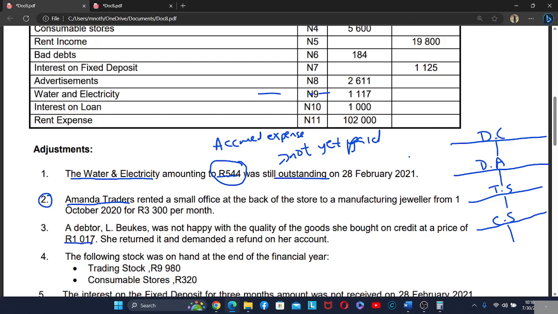Now, when a debtor is returning the goods, it means that the people that are owing the business are going to decrease. So the debtors control decreases on the credit side. And then what happens to the debtors allowances? The debtors allowances will increase by the 1,017. Now, let's calculate the cost price. So 1,017 multiplied by.